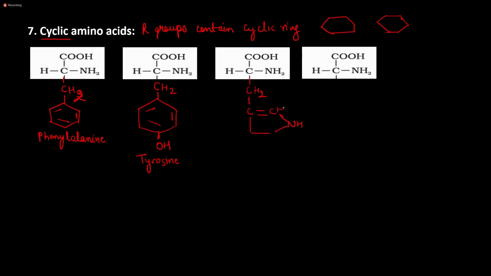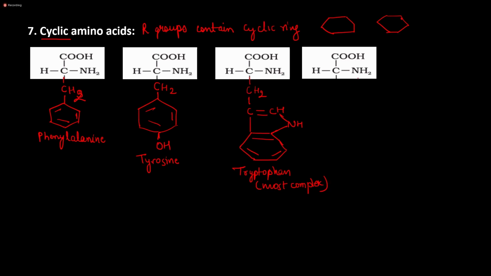So tryptophan has a structure like this, and then it has a benzene ring attached to it. So this is the structure of tryptophan, and tryptophan is the most complex. Now there are 5 cyclic amino acids, out of which we have drawn 3.